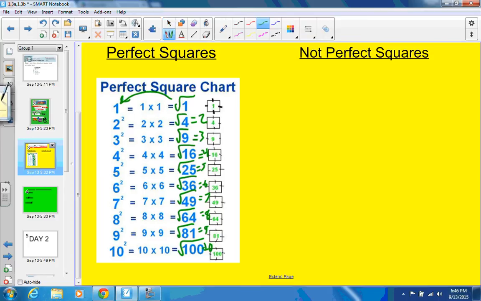Now, if I were to give you a few examples here: square root of 50, square root of 10, square root of 90. None of these are on the perfect square chart. None of these are in here. So 90 would be in the middle of here somewhere. So we're going to have to estimate. So not perfect squares, estimate. What it means to estimate is to round to a number that would be closest to it.